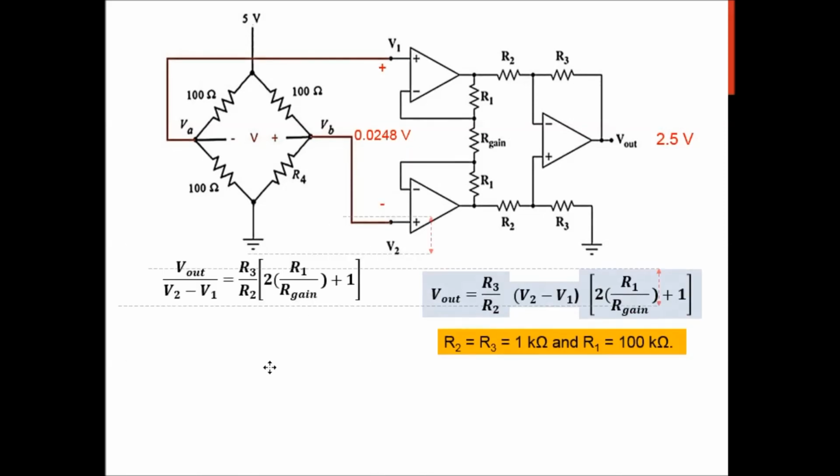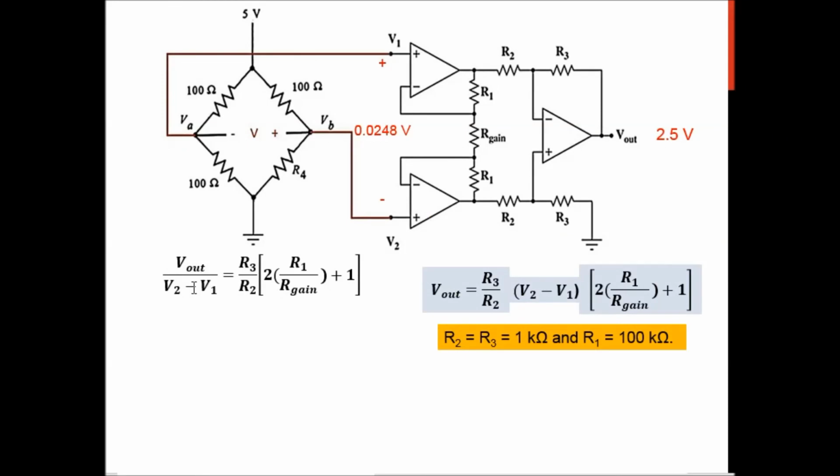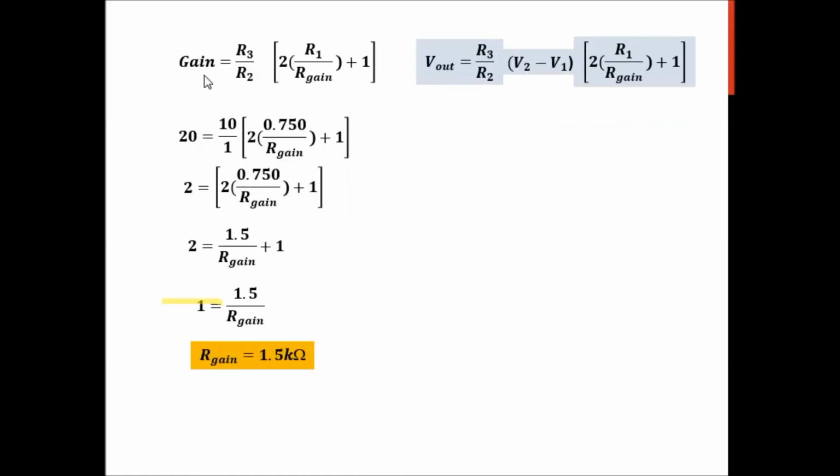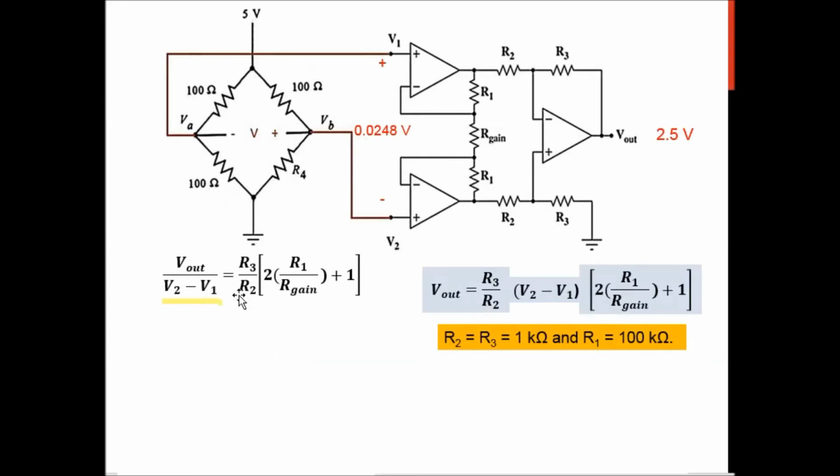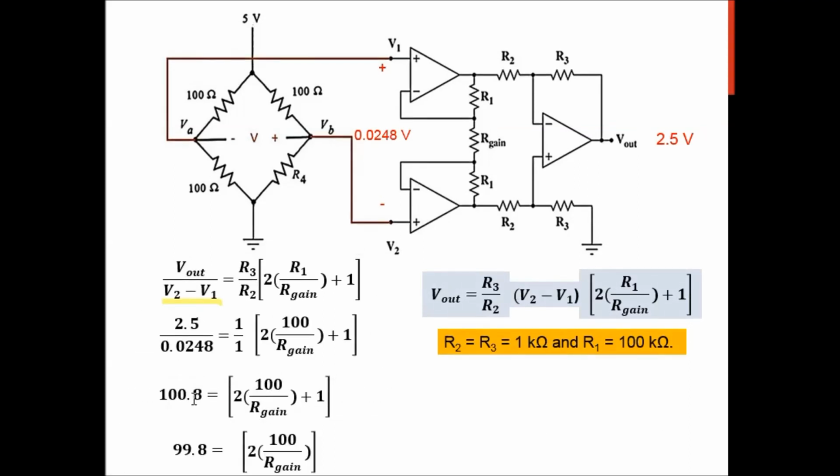Okay, so this is the equation. If I rearrange my equation, this term is actually your gain, just like the previous example. Let me show you. This is the gain, so this is V out over V2 minus V1. Similarly in this case, V out over V2 minus V1 is 2.5 over 0.0248, and you are left with this term, and you get 100.8, and then 100.8 minus 1 is 99.8, and then you will get R gain equivalent to 2 kilo ohm. Okay, so that is how you solve this example.